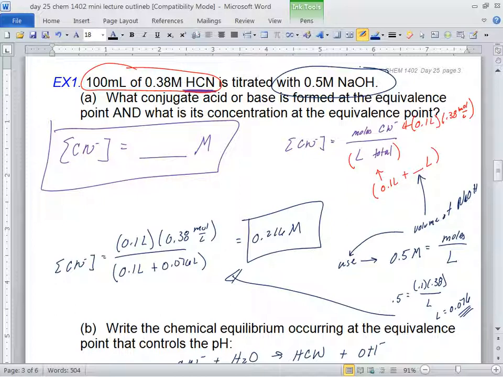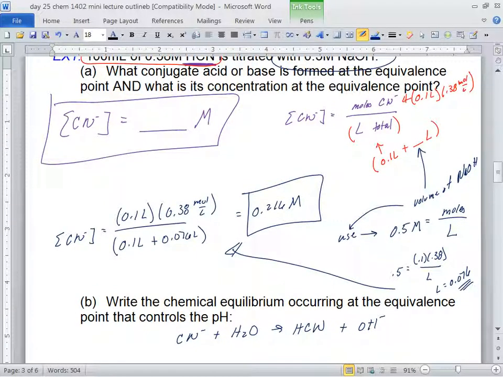And one other thing I want to leave you with before we go on to the next question is all that we're going to do for part 2 is take this number right here and do the ice table. And then we'll calculate pH. Do what we did before. That's how we're going to get the pH at the equivalence point. We're just doing all the hard work today. I think the next part's going to be a lot easier because we're doing all the hard work, getting the initial concentration of the conjugate base that's present at the equivalence point.